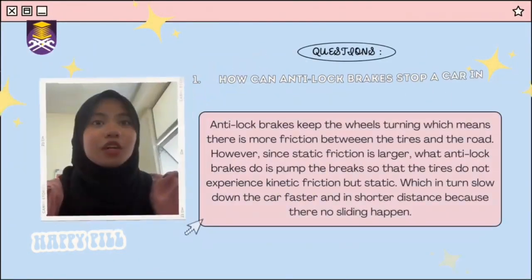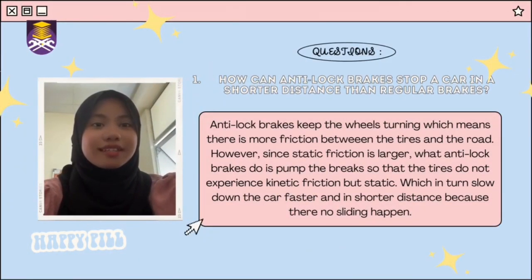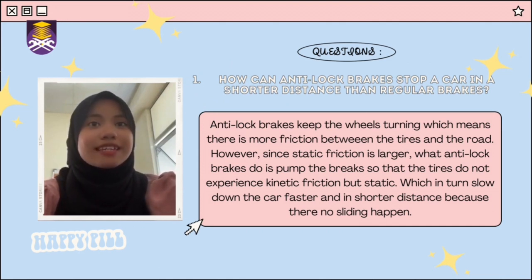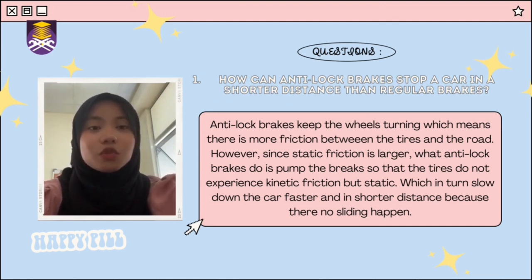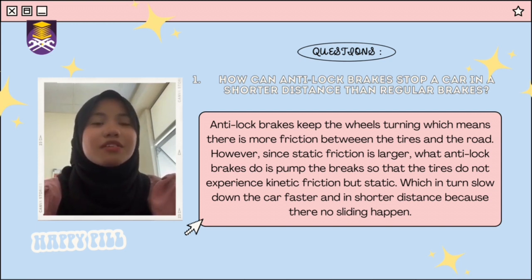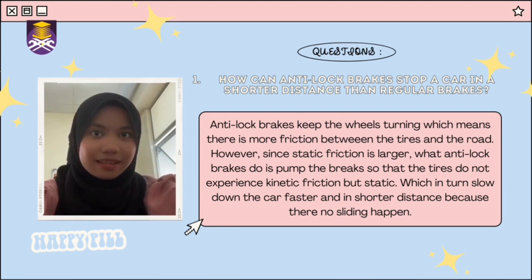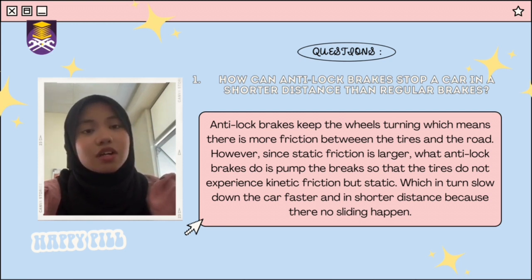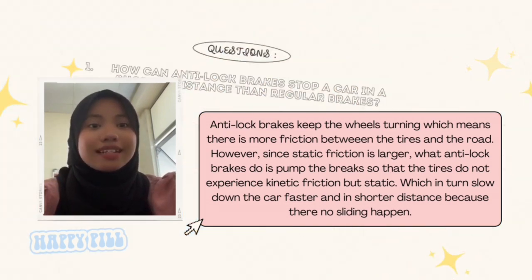How can anti-lock brakes stop a car in a shorter distance than regular brakes? The answer is anti-lock brakes keep the wheels turning, which means there is more friction between the tires and the road. Since static friction is larger, what anti-lock brakes do is pump the brakes so that the tires do not experience kinetic friction but static, which in turn slows down the car faster and in a shorter distance because there is no sliding.